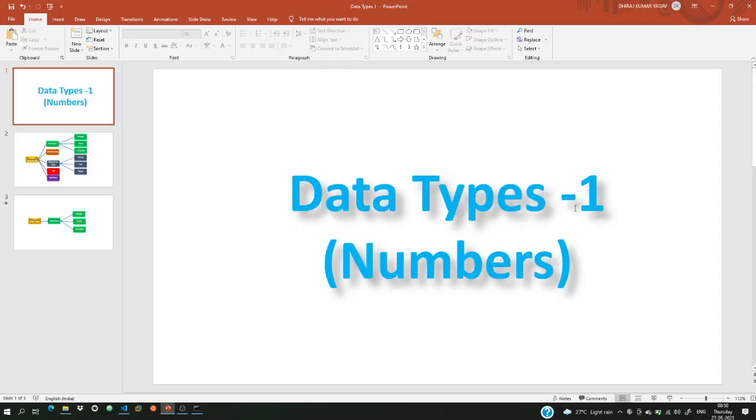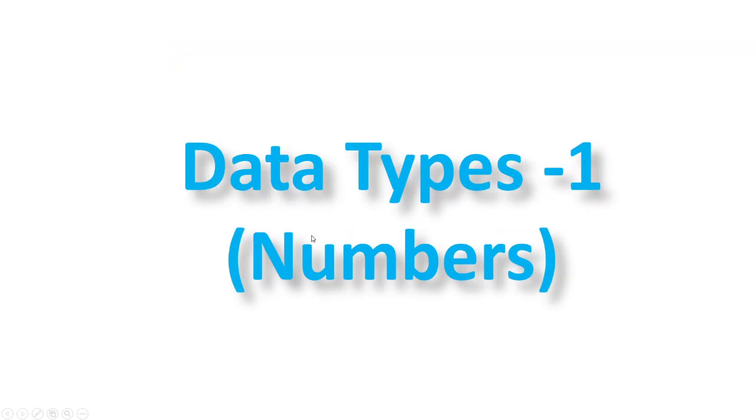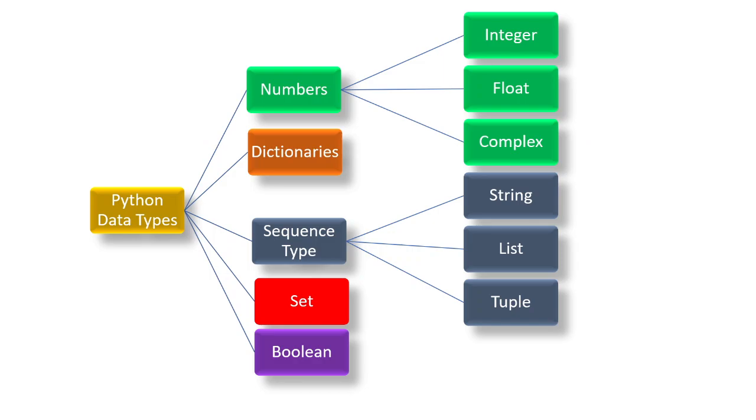Hello guys, in this new tutorial we are going to learn about data types in Python. In this particular tutorial we'll mainly focus on number data types. Python provides various data types to us, like numbers. These are categories: numbers, dictionaries, sequence types, sets, and boolean.